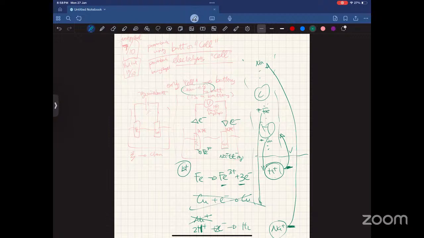Some people are extremely confused by this. Some people call this easier than electrolysis. Let's see which one you are.